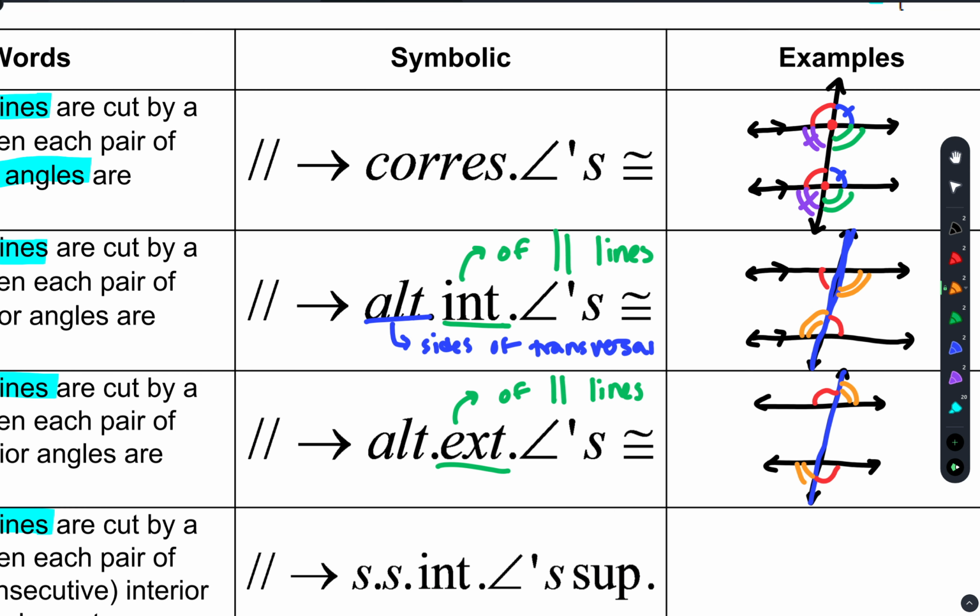Questions on these three so far? All these three relationships give me congruent pairs of angles if those lines are parallel, which I did not draw on this one. Bad. There we go.